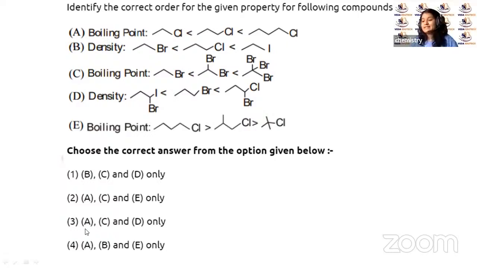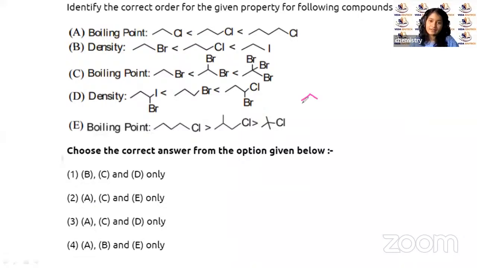Okay, children. So let's see what this question is asking from us. This question is saying, identify the correct order for the given property of the following compounds. So some order is given to us, and beside that we are given some compounds and their orders, so we have to identify which one is correct. So let us analyze each and everything here.